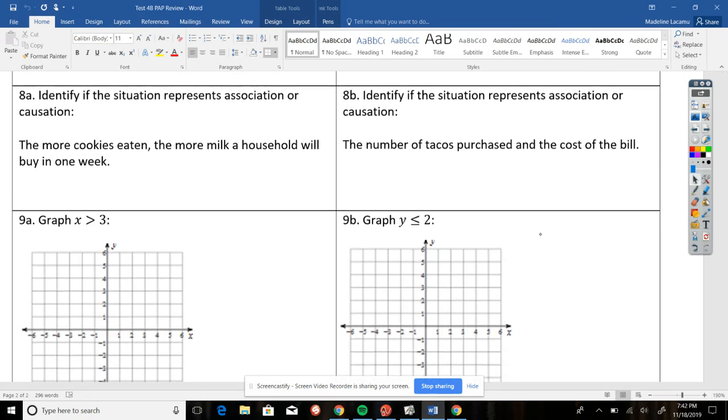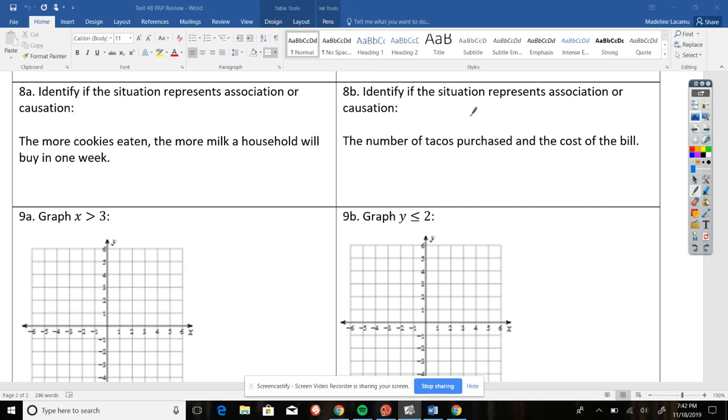Okay, 8b. So identify if the situation represents association or causation. So remember, association is if two things may be linked, but one does not cause the other. Causation is if one thing absolutely causes the other one to happen. So if we look at this one, it says the number of tacos purchased and the cost of the bill. Well, the more tacos you purchase, that definitely affects how much your bill is going to cost. So if the number of tacos bought causes the cost of the bill to change, this has to be causation.